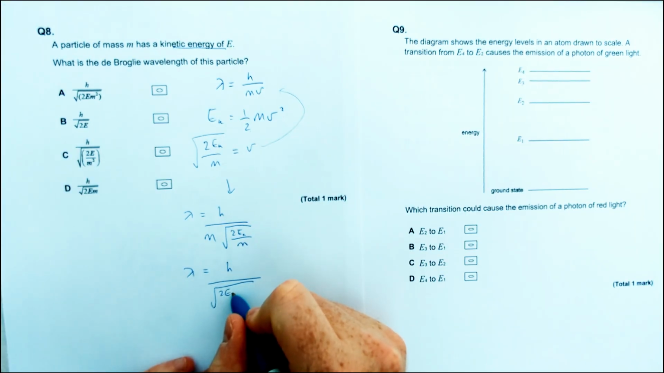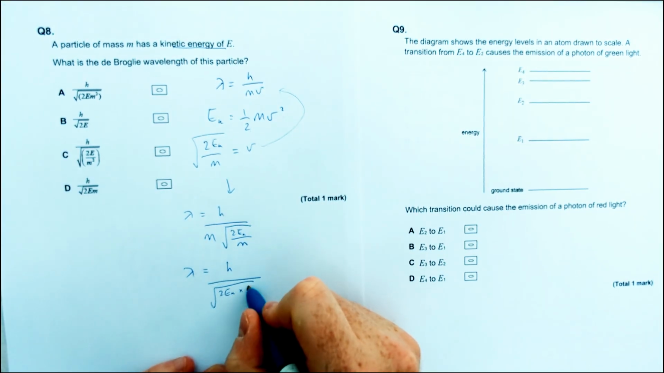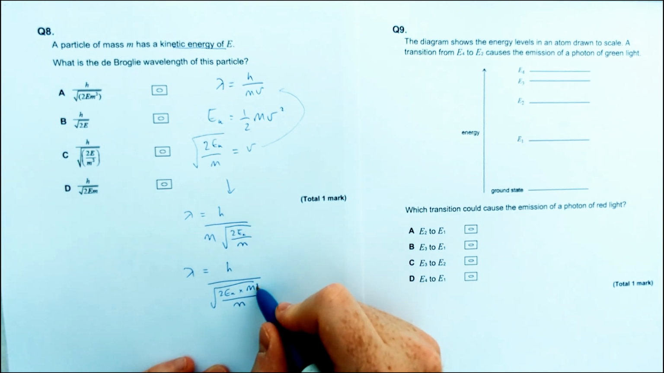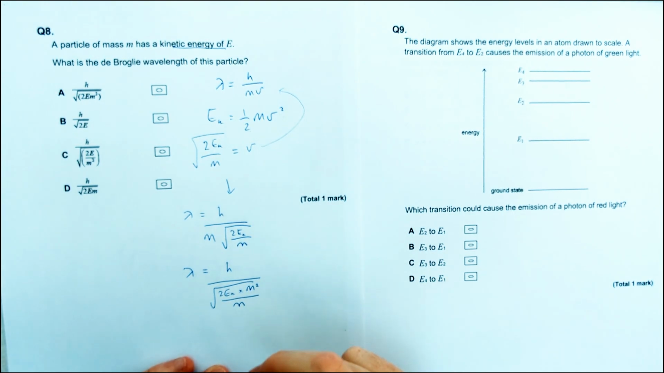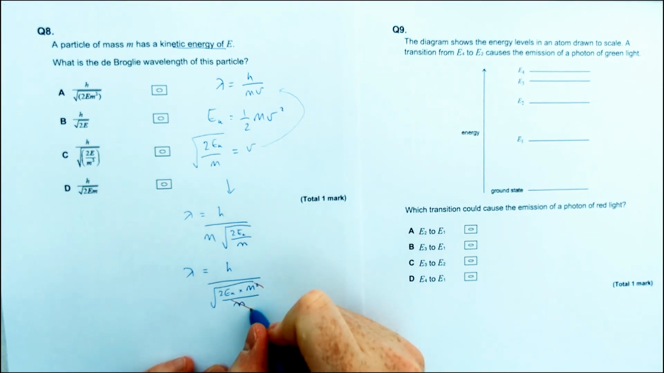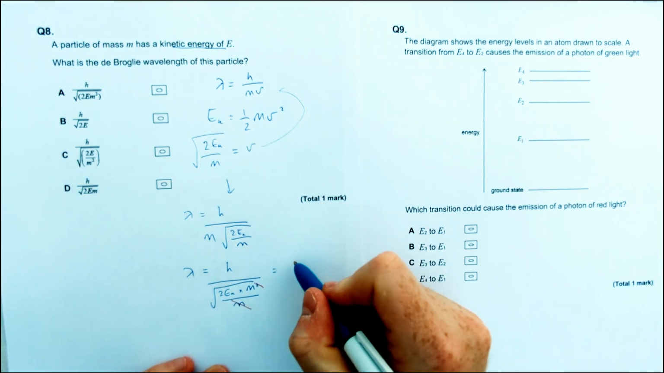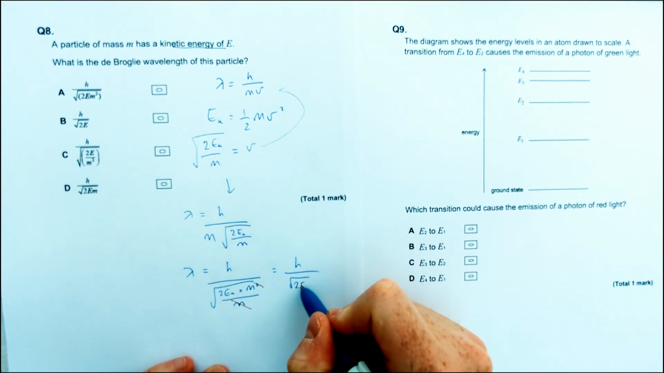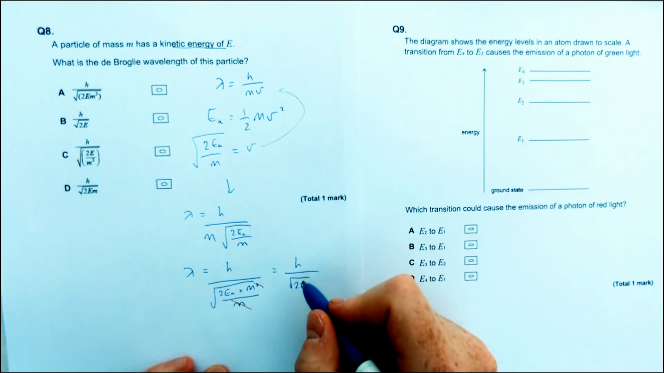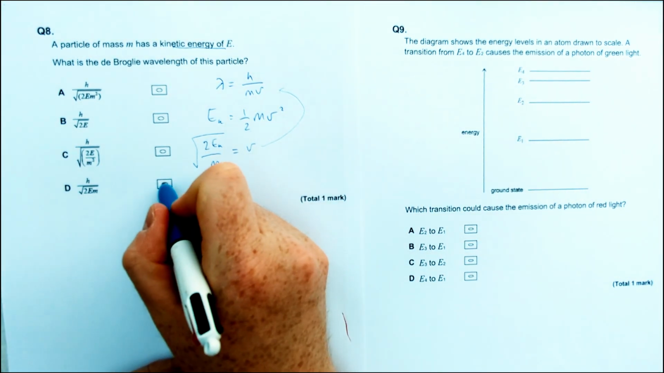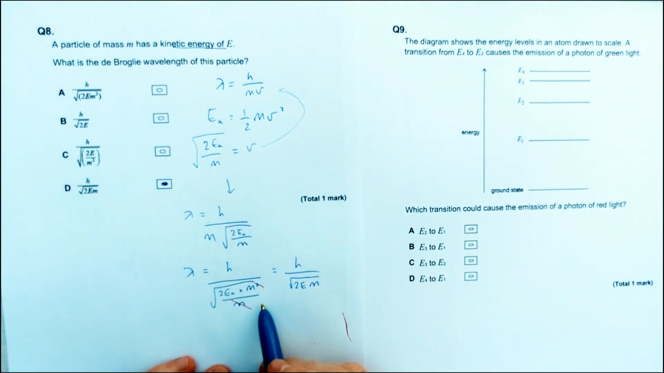So everything else stays as it is, but now I've got an extra m squared inside the square root, and it actually means I can simplify things down because I've got an m squared up top and m on the bottom, meaning it cancels quite nicely to give h over the square root of 2Em. I just realised it's E rather than EK in the question. If you look at the options here, that is option D, the correct answer.